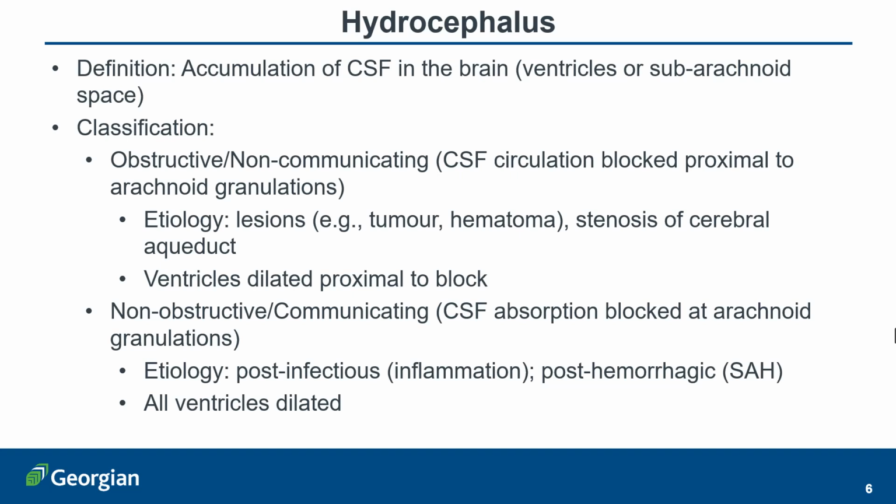the arachnoid granulation. The way you distinguish between obstructive and non-obstructive hydrocephalus is that in obstructive hydrocephalus, the ventricles that are proximal to the site of the blockage become dilated, whereas in non-obstructive hydrocephalus, all the ventricles are dilated because the CSF is not being absorbed through the arachnoid granulations.